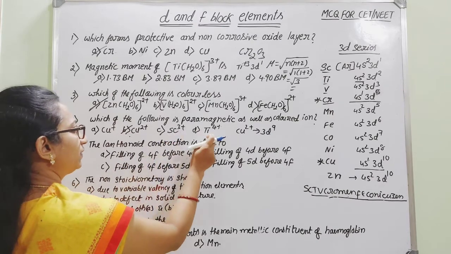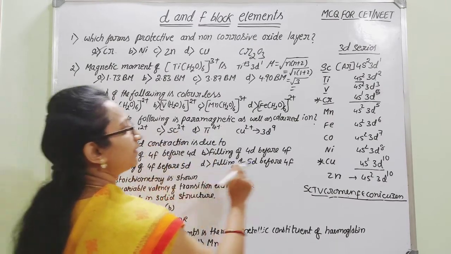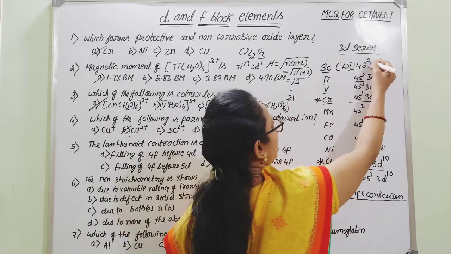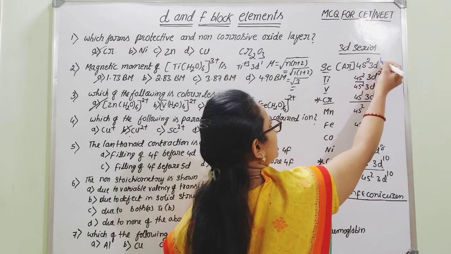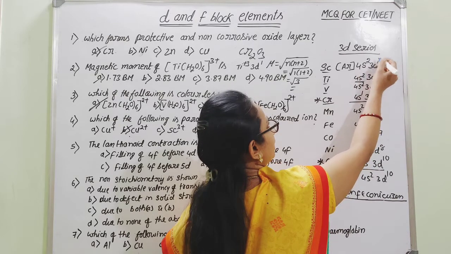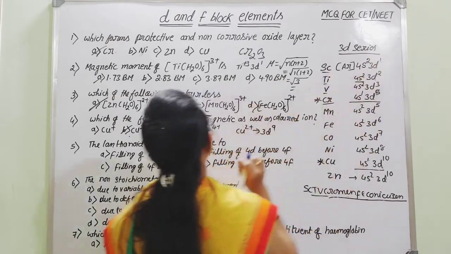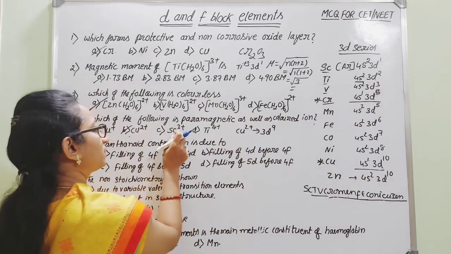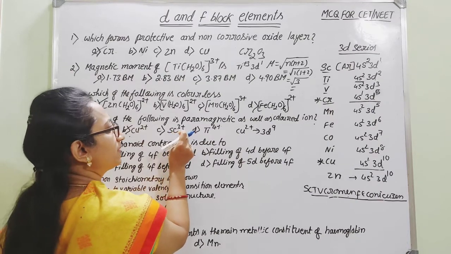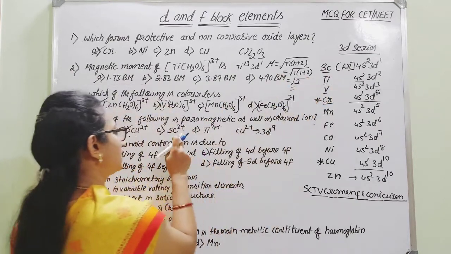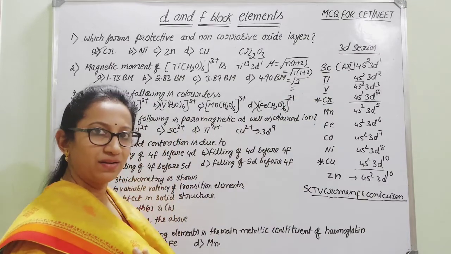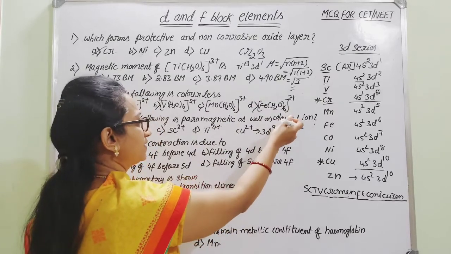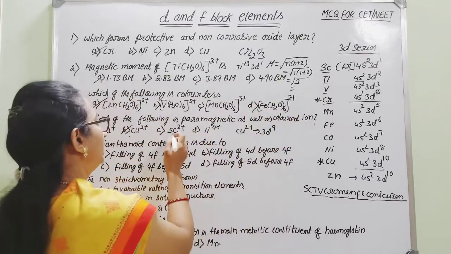Even you can cross check with the remaining two. Scandium 3+ means 3 electrons should be removed. So you are removing 2 electrons from 4s and 1 electron from 3d. Therefore, 4s 0, 3d 0. 3d 0 means no electrons and no paramagnetic nature. It is not at all colored. Therefore, it is colorless.